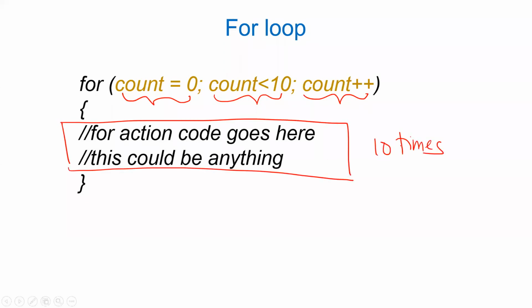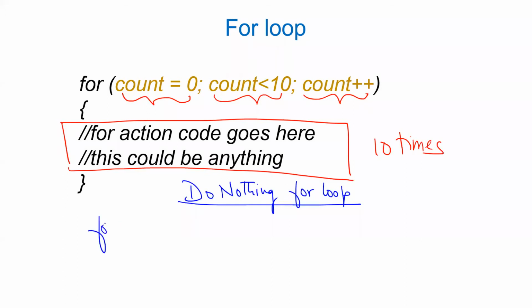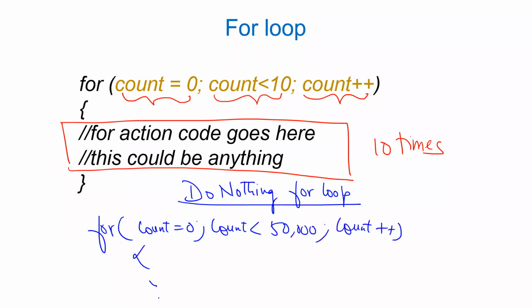So we use the for loop extensively for repeating a block of code or section of code for a fixed number of iterations. The other variant of the for loop is the do nothing for loop. We use the do nothing for loop for creating software delays. For count equal to 0, count less than 50,000, count plus plus, and I put an empty parenthesis here without anything inside. This is called a do nothing for loop. What is the purpose of this do nothing for loop? We simply make the processor loop 50,000 cycles without doing anything, which means we are eventually wasting the time of the processor. So this is basically used for creating software delays.